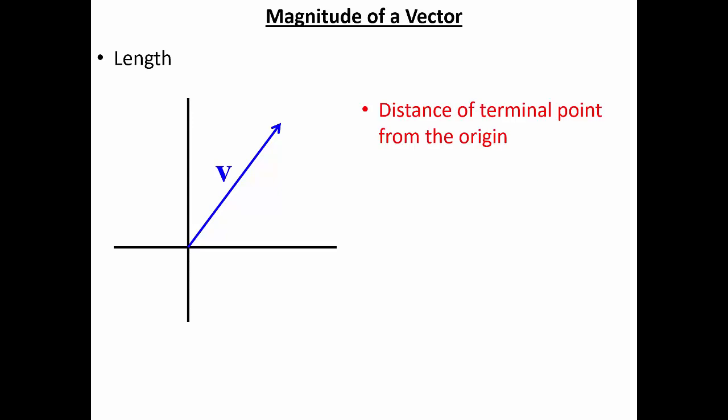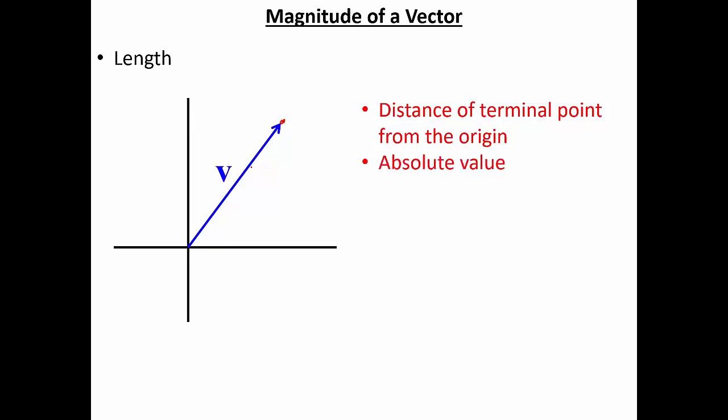So again, the magnitude of a vector is the length of the vector or the distance of the terminal point, which would be this point right here. Distance of the terminal point from the origin. So length and distance, again, are the same thing.